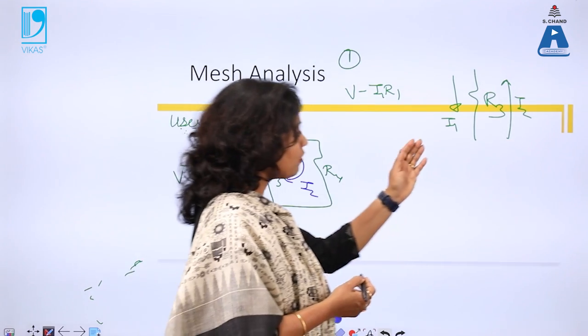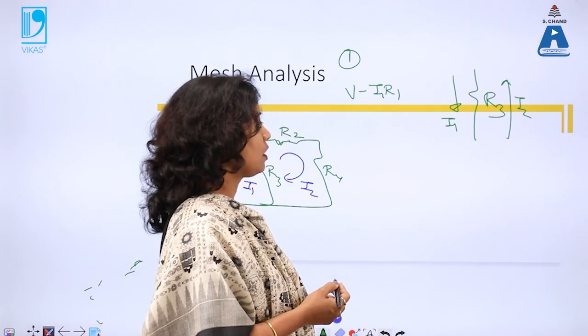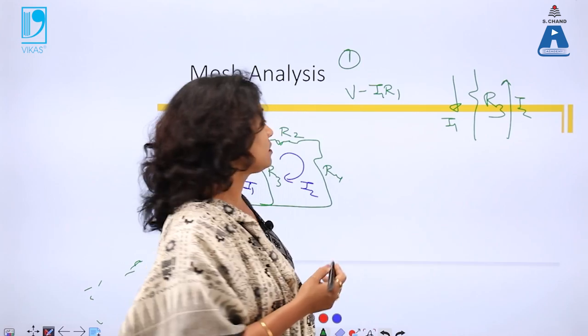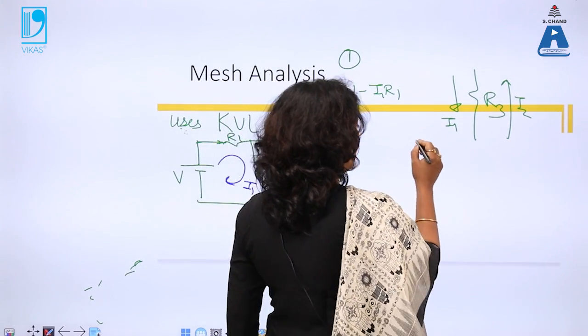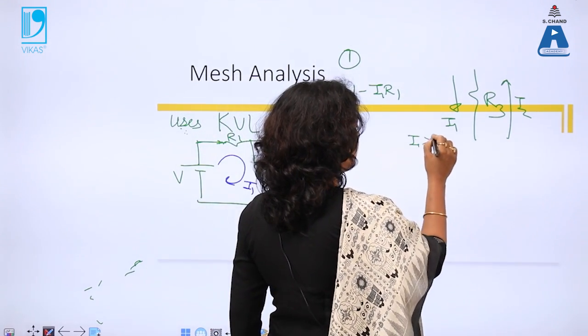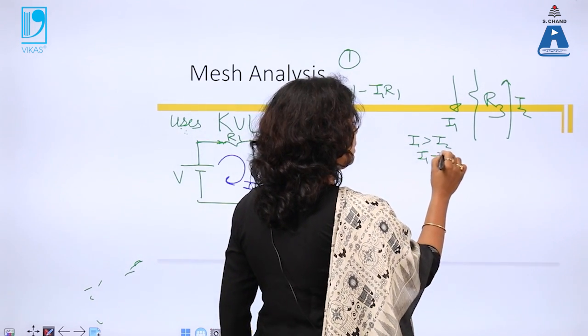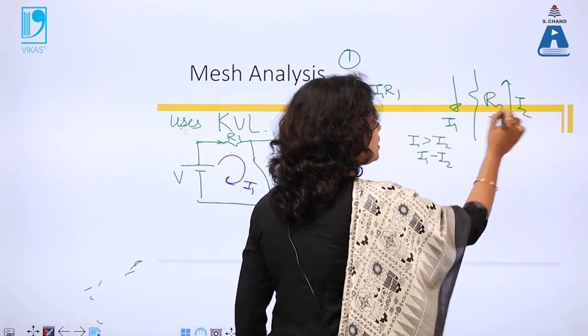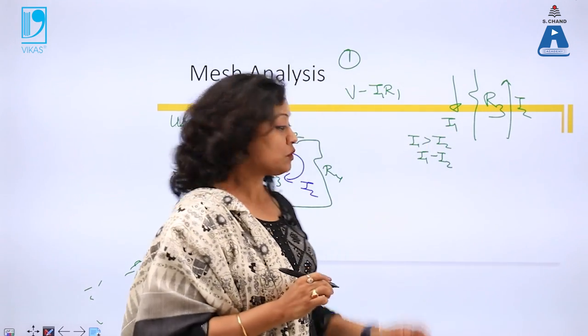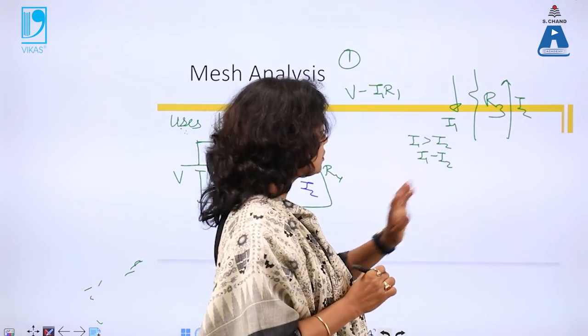So I am not aware of whether my I1 is greater than I2 or not. So how can I now write this equation? Let me assume I1 is greater than I2. In that case, I am getting I1 minus I2. Please note that in this case, my I1 and I2 are opposite, so I am taking the difference of these two.